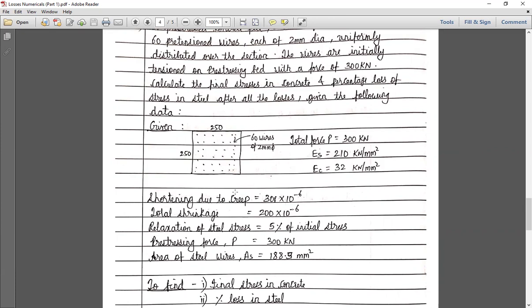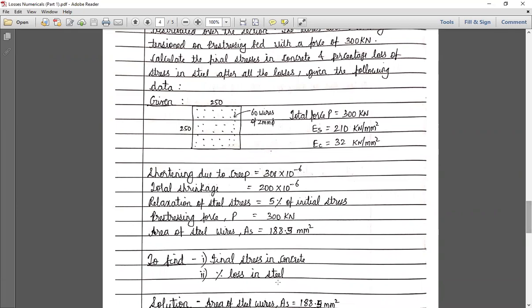Given the following, so what is given to us? Shortening due to creep is given, elastic shortening, total shrinkage is given to us. Relaxation of steel stress is given, 5% of the initial stress. Pre-stressing force is given, and area of steel is also directly given to us. So this is the given data as per the question. Now let us see what we have to find out. We have to find out the final stress in concrete and the losses in steel. So these two things we have to find out.